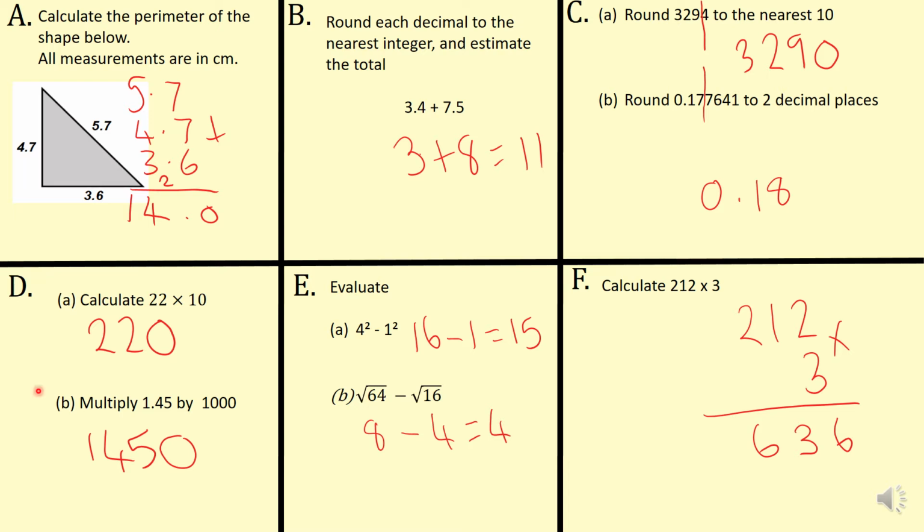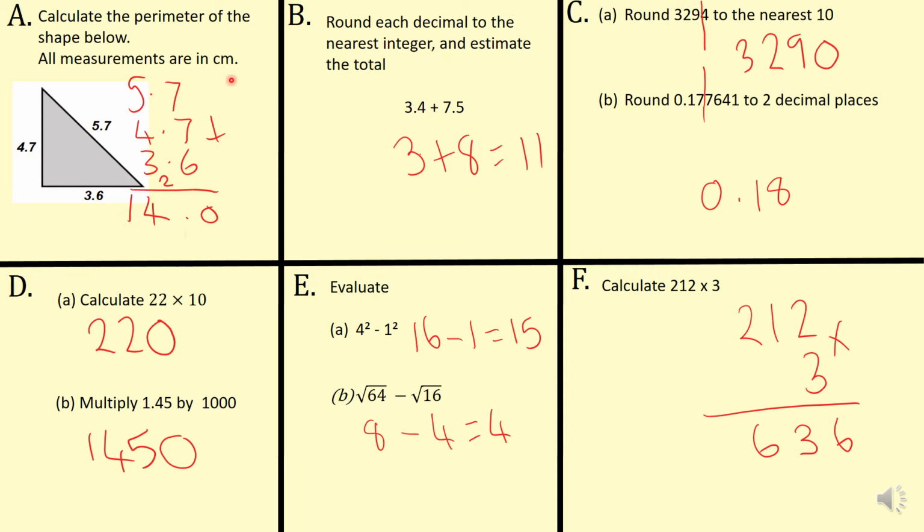Okay, now you can see all the answers for 6 questions. Change to green pen and self-mark it. I'm quickly gonna go through the answers as well. So for first question, you go around the shape, add up everything. So you add these 3 numbers and you get 14.